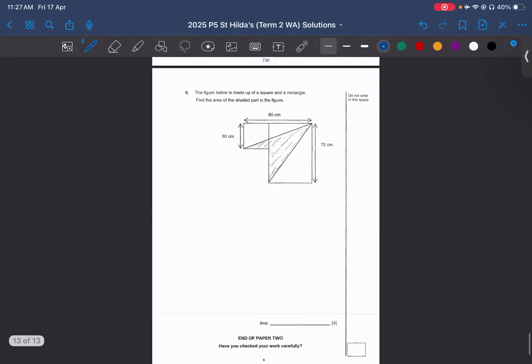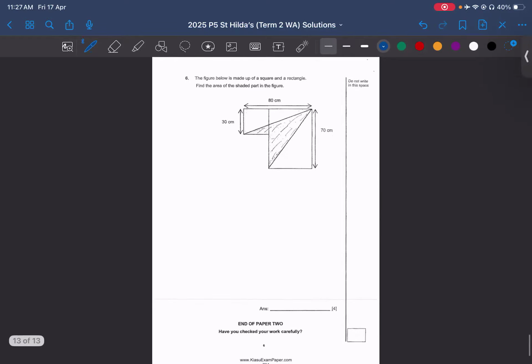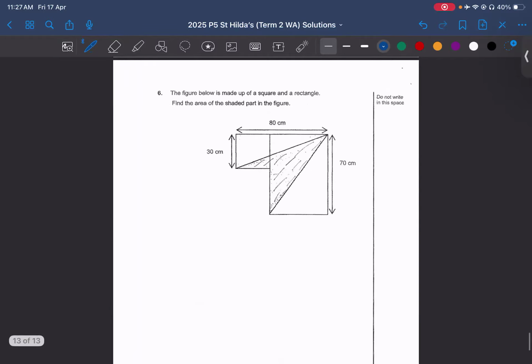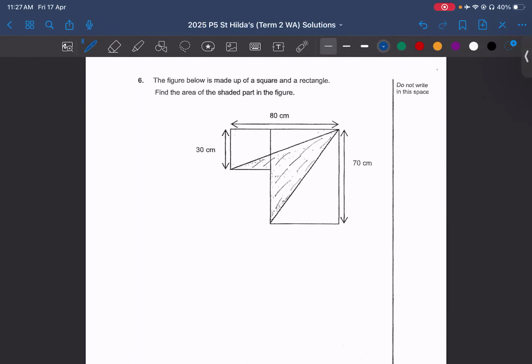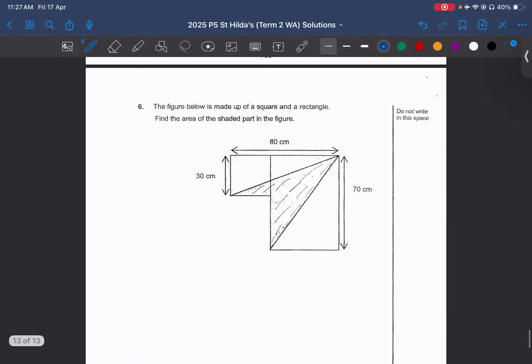Okay, next I'll move on to question 6. The figure below is made up of a square and a rectangle. Find the area of the shaded part of the figure. So in this question, we are given a square with the side of 30 centimeters, and a big rectangle with the length of 70 centimeters. Okay, and then we want to find the area of the shaded part.